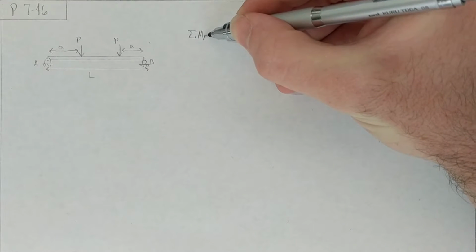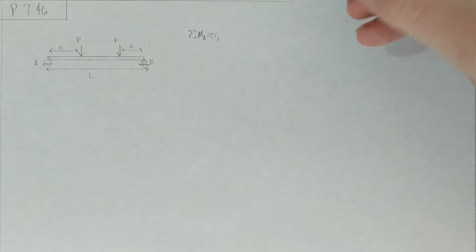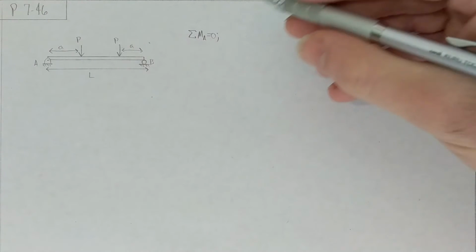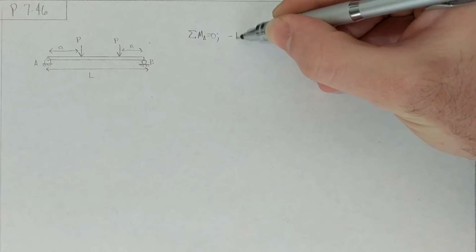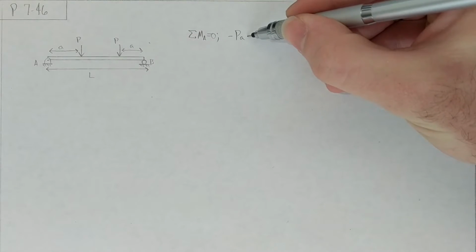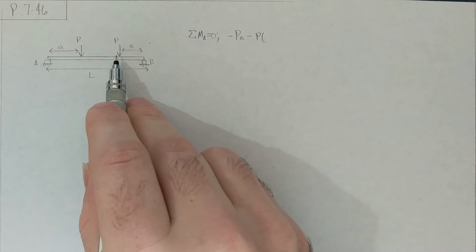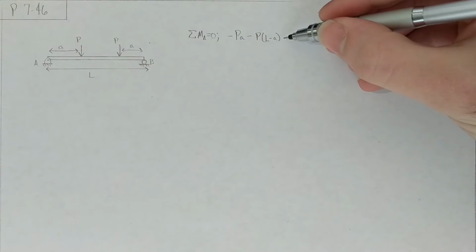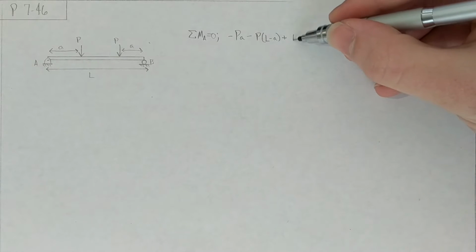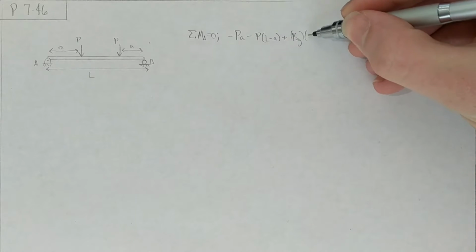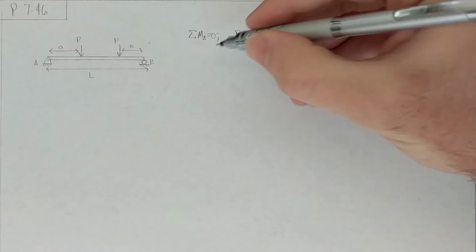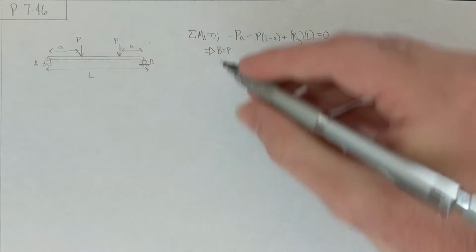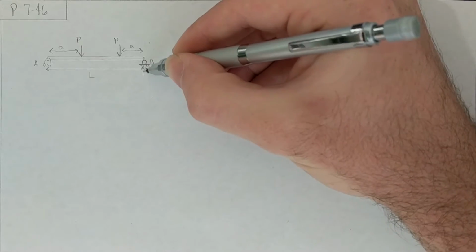So if we sum our moment about big A, we're going to get that we have this P, distance A, that's turning it clockwise. So we have minus P times A, and then another negative, minus P times, this is a distance of L minus A, and then we're adding plus BY times L. All that's going to equal 0. What we get is that BY equals P. Alright, so that down there is P.